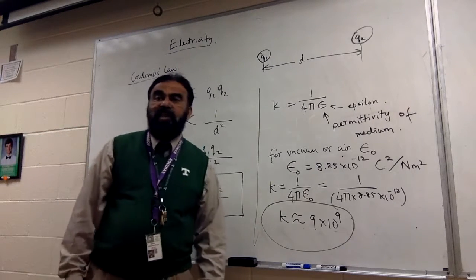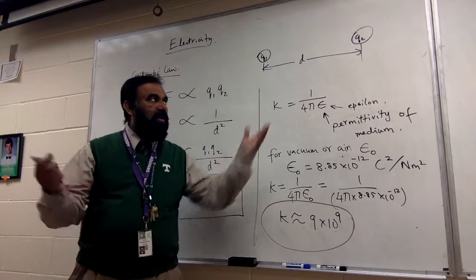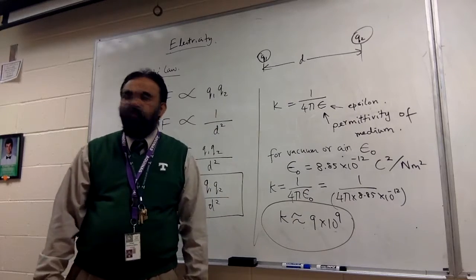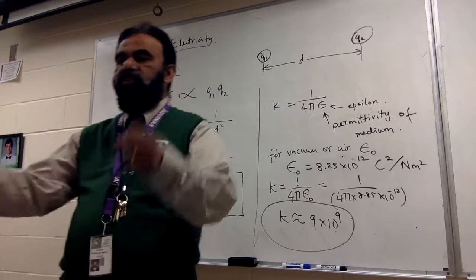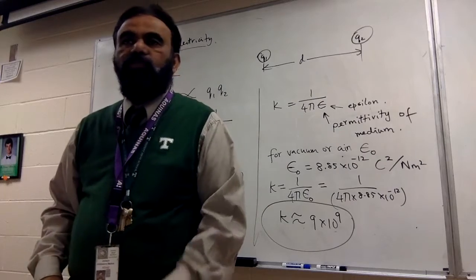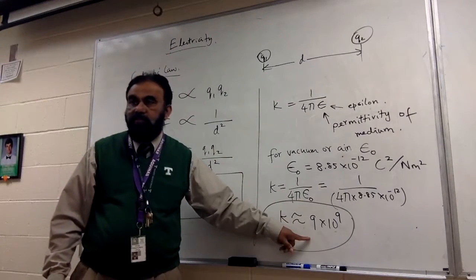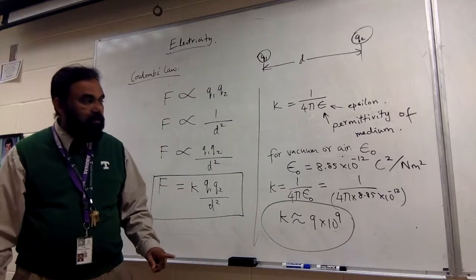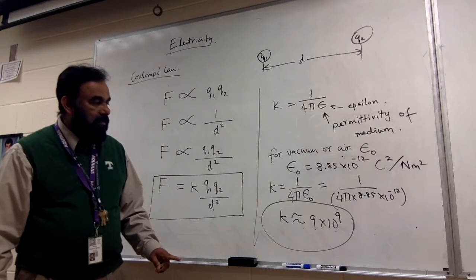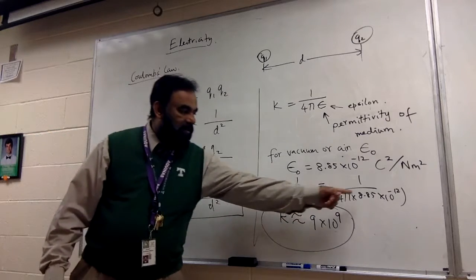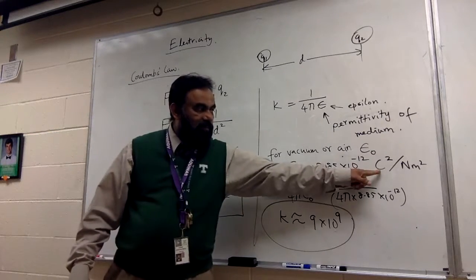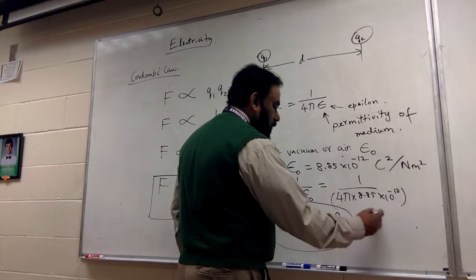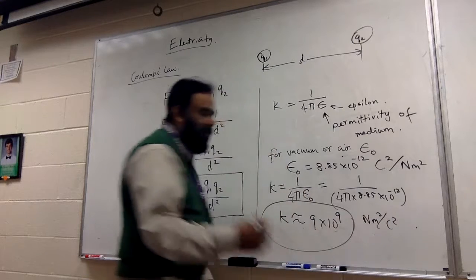Unless otherwise stated, you can assume that there's no medium between, it's just air or vacuum. So if I just tell you there's a charge here, there's a charge there, it's air, you don't have to worry much about it. You just use this constant. So 9 times 10 power 9 can be used straight away. We don't use units for K. There is a unit, the reciprocal of that, Newton meter square over Coulomb square. But don't worry about those things.